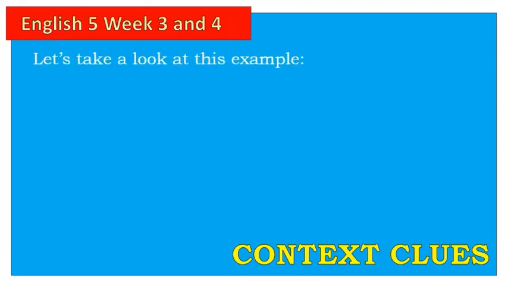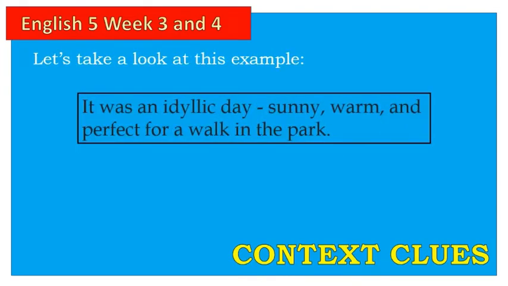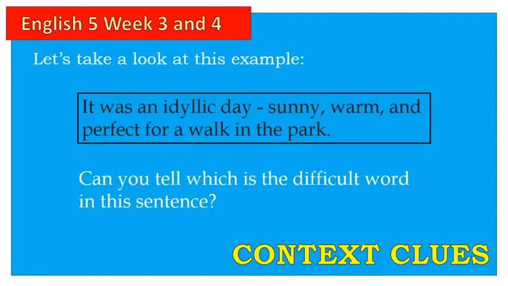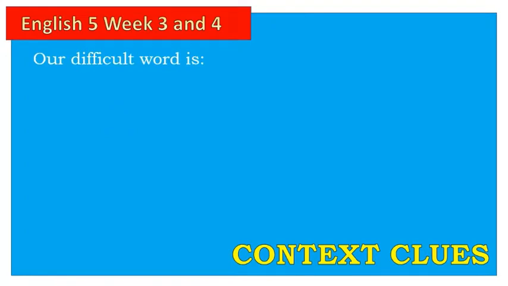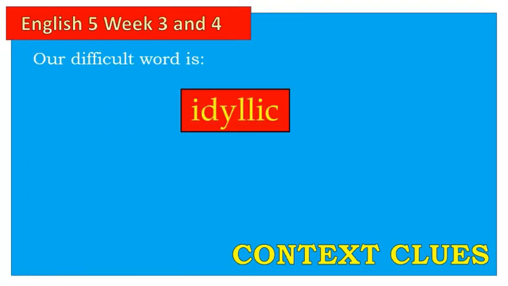Let's take a look at this example. Can you read the sentence for me, class? Very good. Now, let's read it all together. It was an idyllic day, sunny, warm, and perfect for a walk in the park. Can you tell which is the difficult word in this sentence? Our difficult word is idyllic.